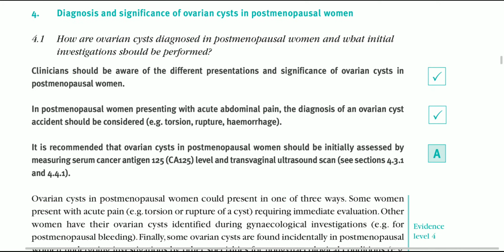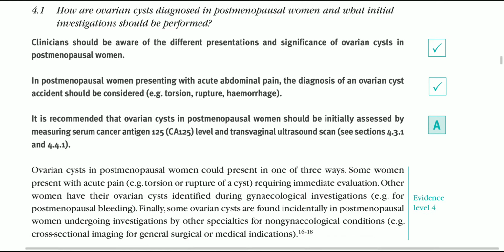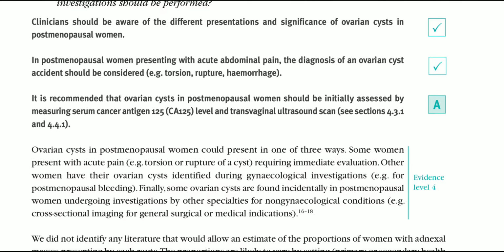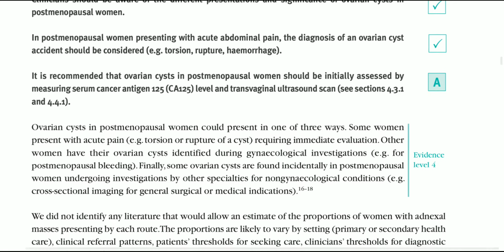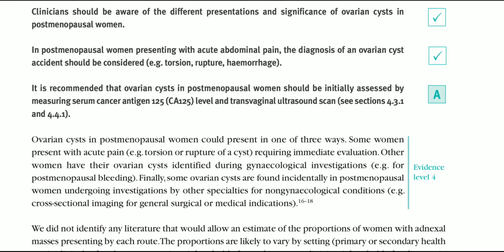Ovarian cysts in postmenopausal women should be initially assessed by measuring the serum cancer antigen CA125 level and transvaginal ultrasound scan. In order to calculate the RMI, it's very important to check the CA125 and also the TVS findings. These are the two important investigations which are usually done.